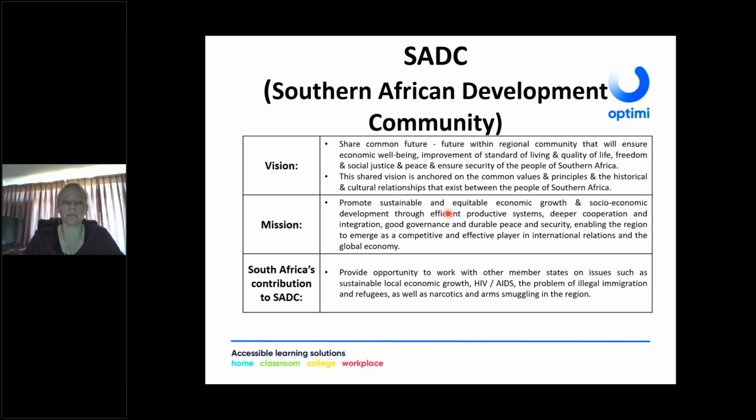The mission of SADC is to promote sustainable and equitable economic growth and socioeconomic development through efficient productive systems, deeper cooperation and integration, good governance, and durable peace and security, enabling the region to emerge as a competitive and effective player in international relations and the global economy. So remember, we want also South Africa and their countries to be at a competitive level when it comes to international tourism. South Africa's contribution towards SADC provides opportunity to work with other member states in issues such as sustainable local economic growth. Then one of the main issues, which is also HIV/AIDS, the problem of illegal immigration and refugees, as well as narcotics and arms smuggling in the region.